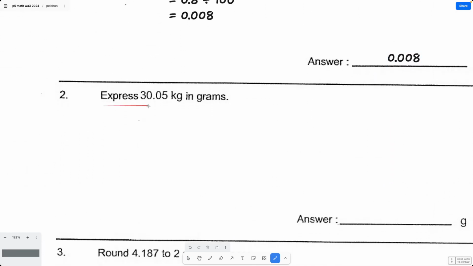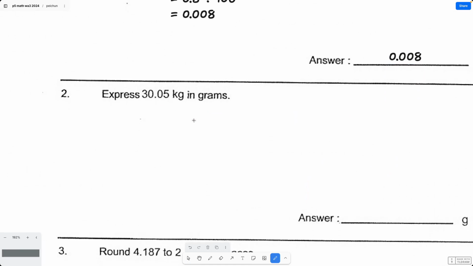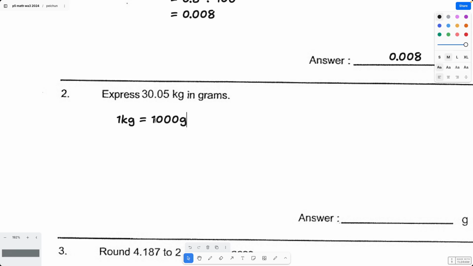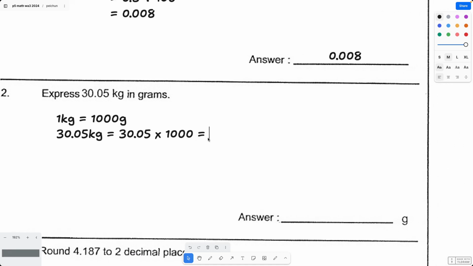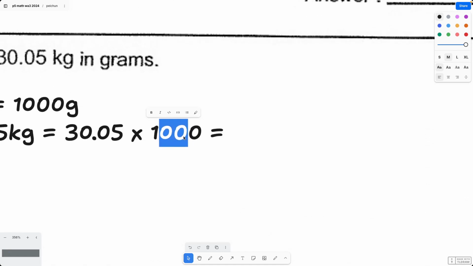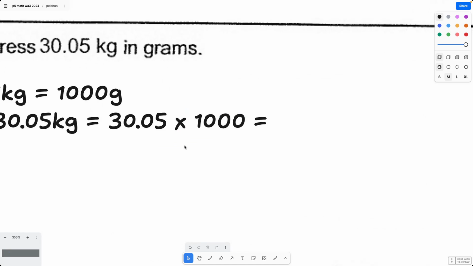Question 2. Express 30.05 kg in grams. To give a recap, 1 kilogram is equal to how many grams? 1000 grams, right? Kilo means 1000. So 30.05 kilograms is equal to 30.05 times 1000. For this, we need to push the decimal place 3 places, because we have 3 zeros in 1000.